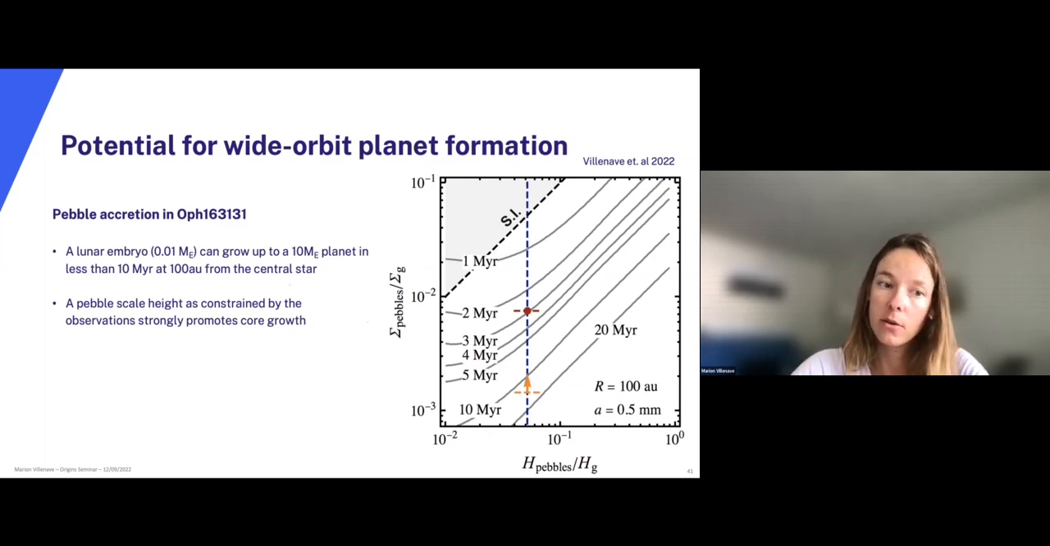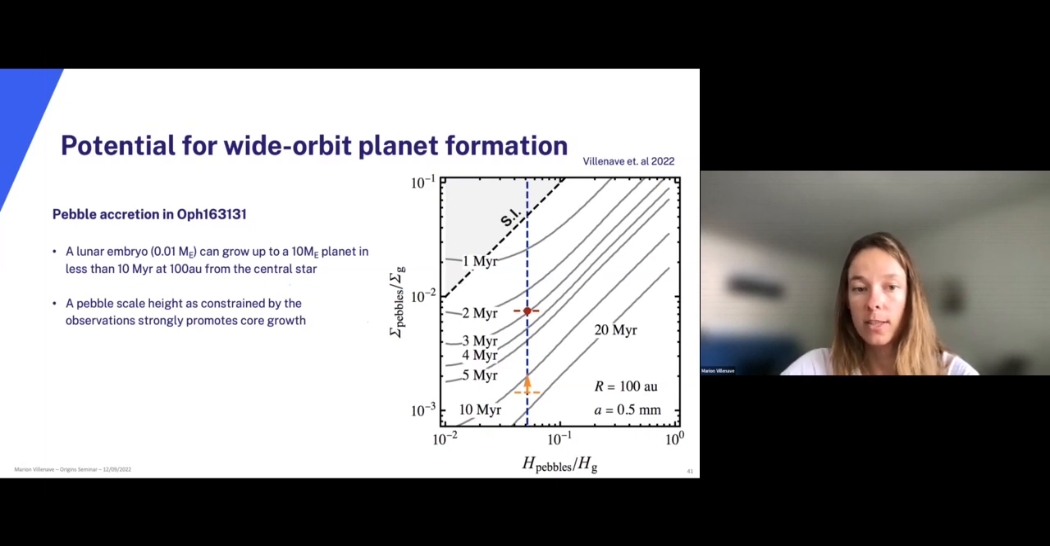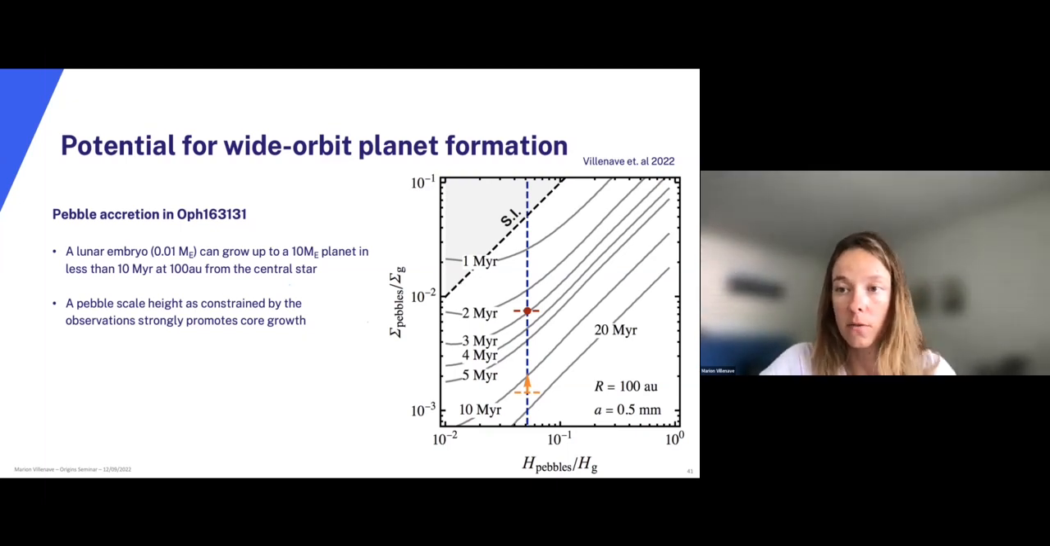So this result is really linked to the fact that the pebble scale height is significantly lower than the gas scale height. If it was higher, then we would probably not be able to form planets so fast. As you can see, the blue line would go to the right. And so this is the conclusion written here. The pebble scale height strongly promotes core growth. And this has actually implications, and it means that maybe it is possible to form wide orbit planets in the disk if they are very settled.